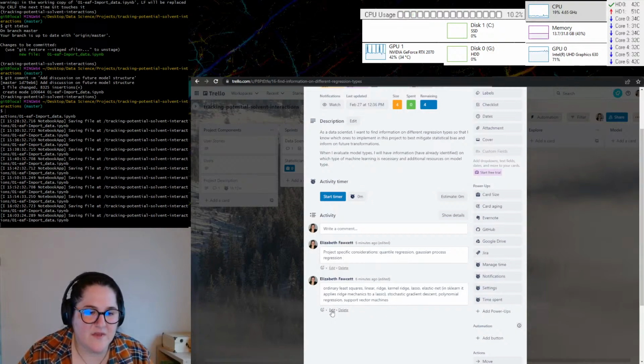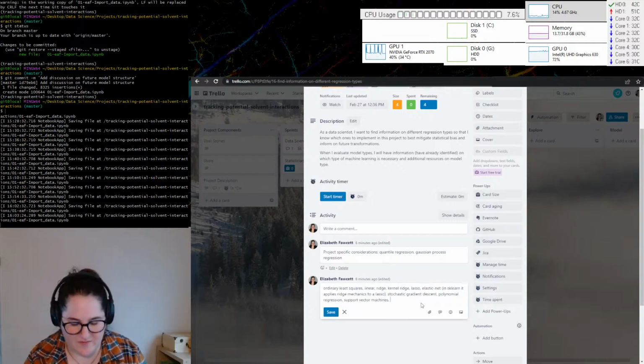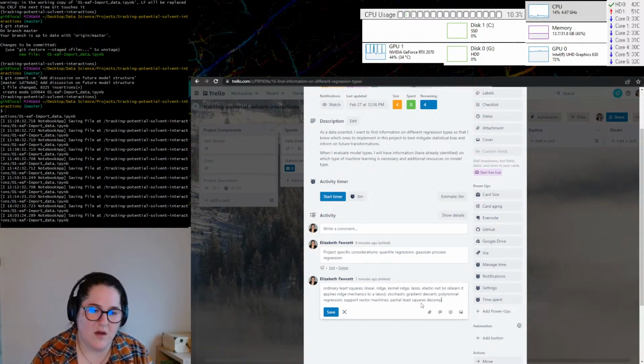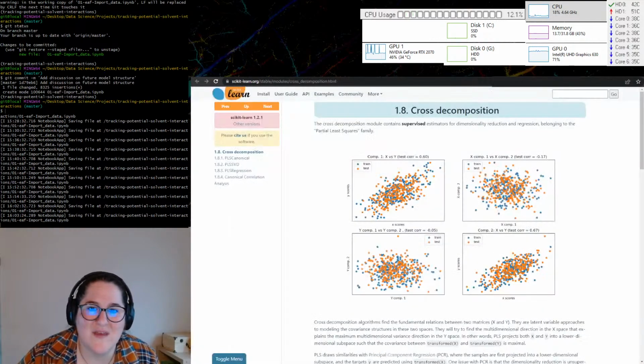It's not something that I would say is going to be super helpful in this project. I'm going to put partial least squares decomposition. But I do want to see what the effect on our data is by using this particular type of algorithm.